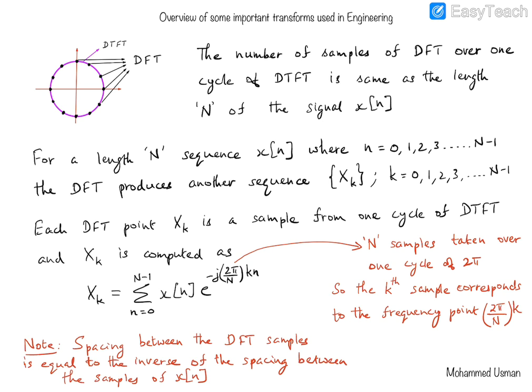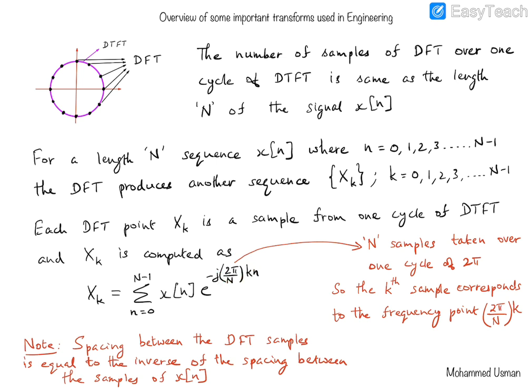Now, how do we compute each of the DFT points, X of k? This computation is done according to this expression. So each X of k is computed using this expression, because we have x of n of length N, so we have the summation over that length N.